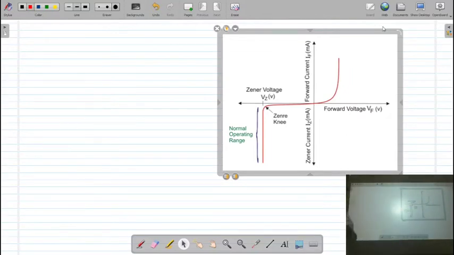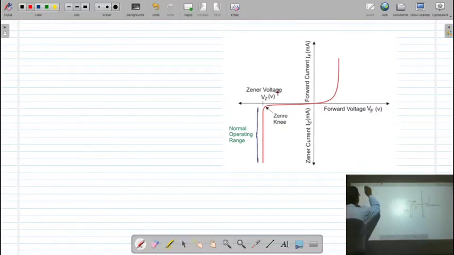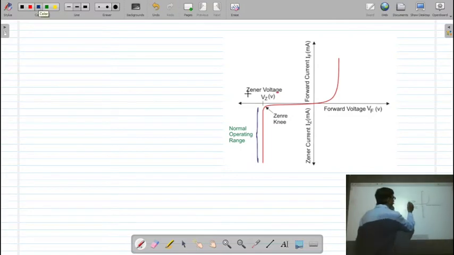Try to understand these characteristics. At a particular voltage, the breakdown is occurring, and that voltage is known as the Zener voltage. Remember, the voltage at which the breakdown is occurring is known as the Zener voltage. Now, if you look at this characteristic, let us say this is 1 volt, 2 volt, and here the breakdown is occurring at 5 volt.